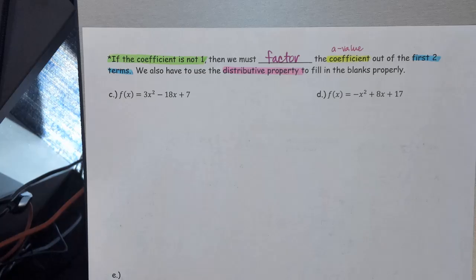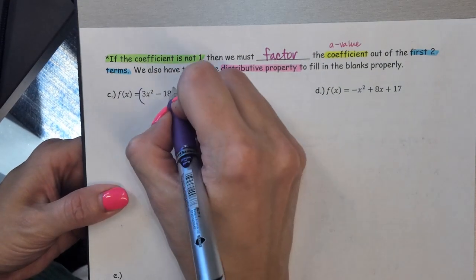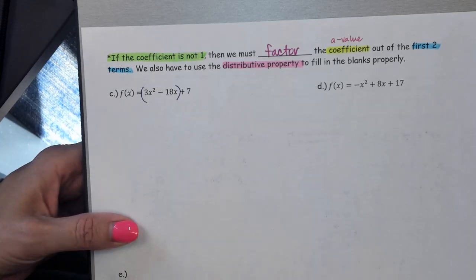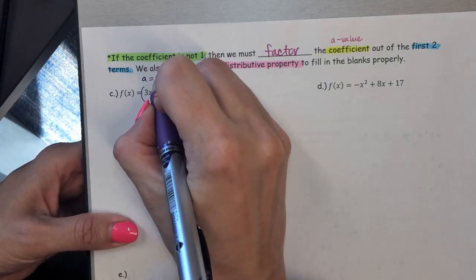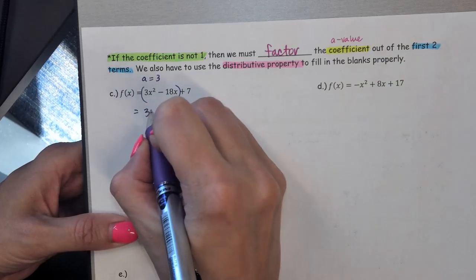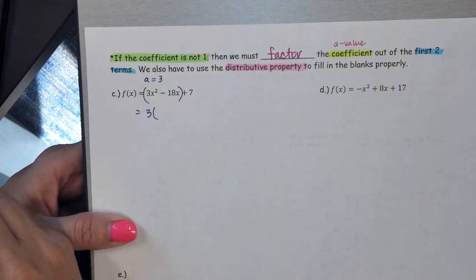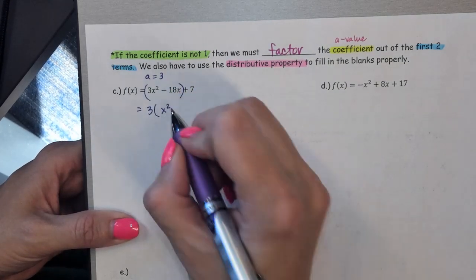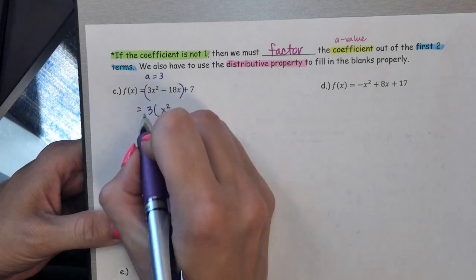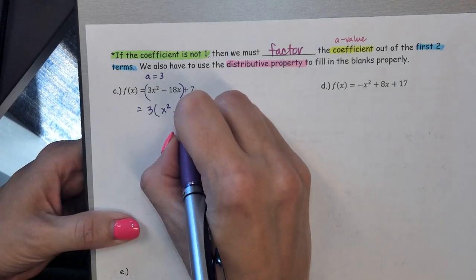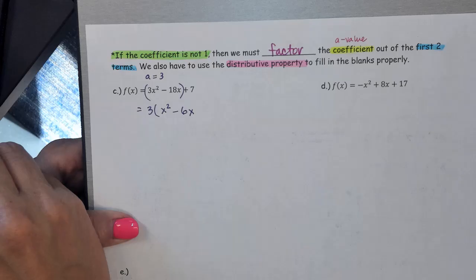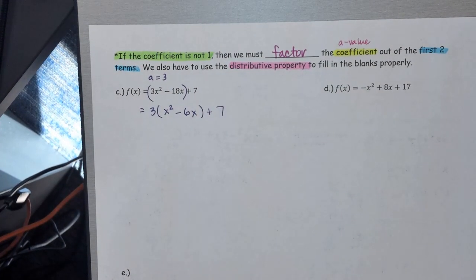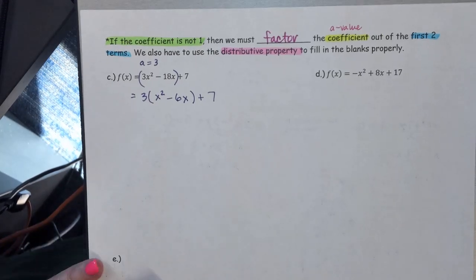Okay, so let's start the first one together. So we're going to group the x terms together, and we're going to factor out the a value. So in this case, your a value is 3. So if you factor that out, you're going to divide by 3. 3x squared divided by 3 is x squared. Negative 18 divided by 3 is negative 6. I'm going to keep the x with it. And those are the only 2 that you're going to factor the a value out of.